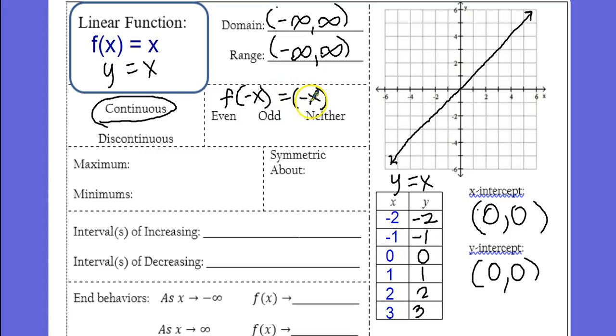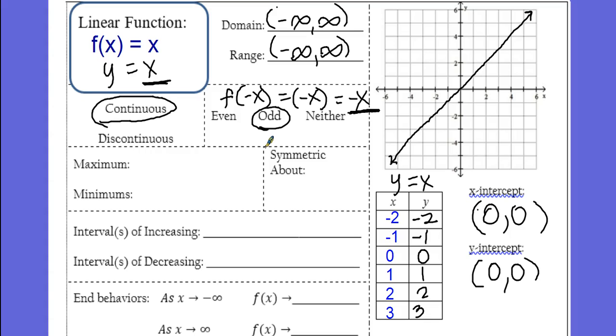and I simplify that, what is 1 times -x? -x. So this solution is exactly opposite of the original function. This is the test that says that this is definitely an odd function.